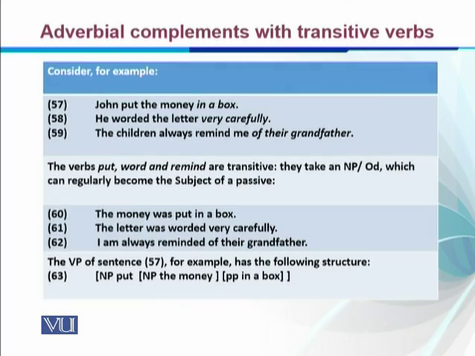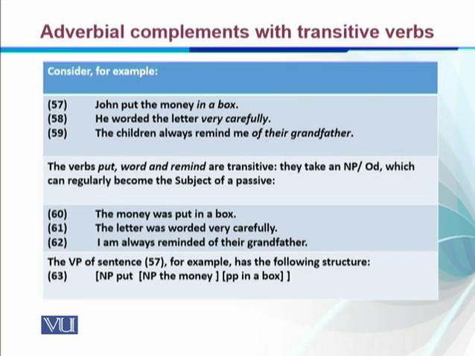We have the verb put and we have a noun phrase, the money, which is the direct object. But we also have a prepositional phrase in a box. Can we leave it and make a sentence like John put the money? Obviously not. We cannot leave in a box, which is a prepositional phrase. So what does it mean? It means that the put, which is a transitive verb, which takes a direct object, also has an obligatory prepositional phrase.